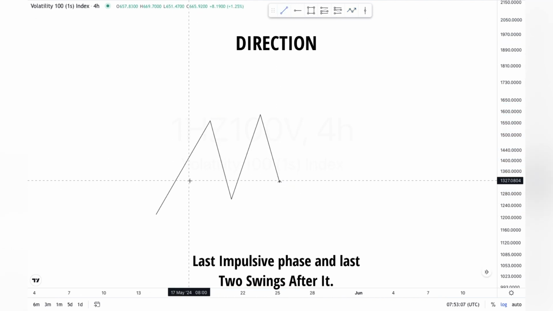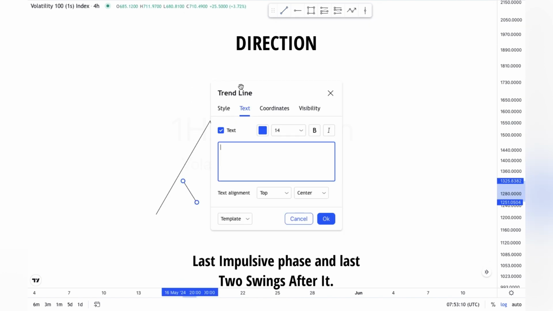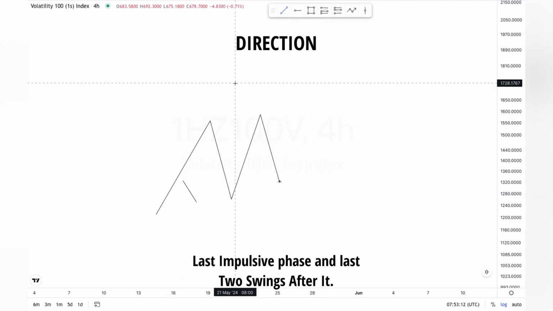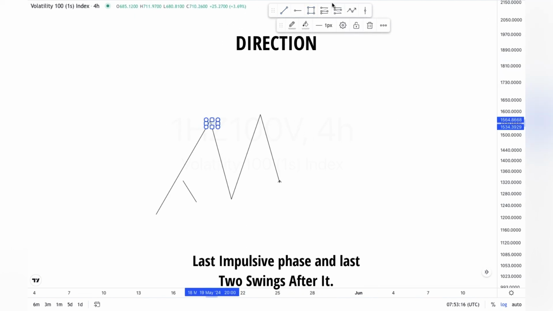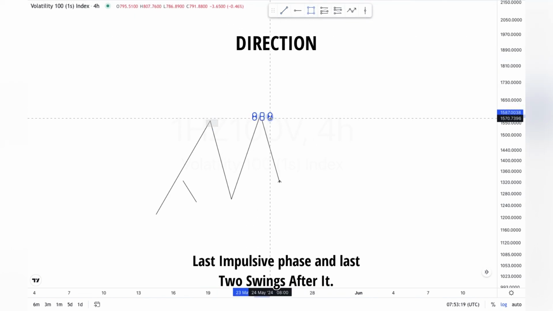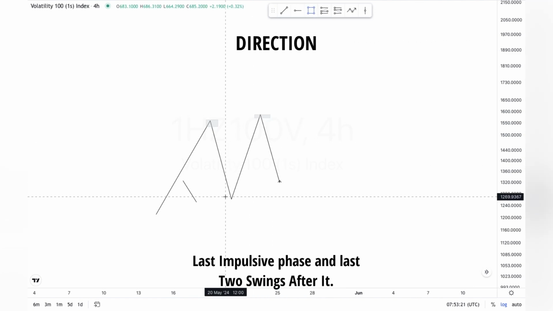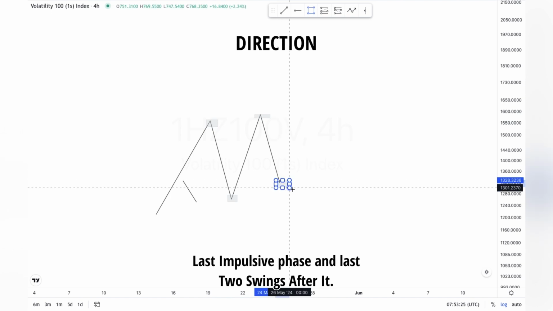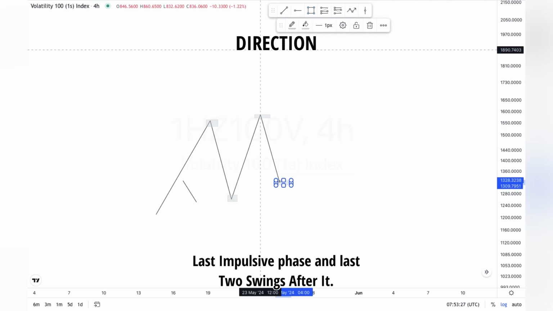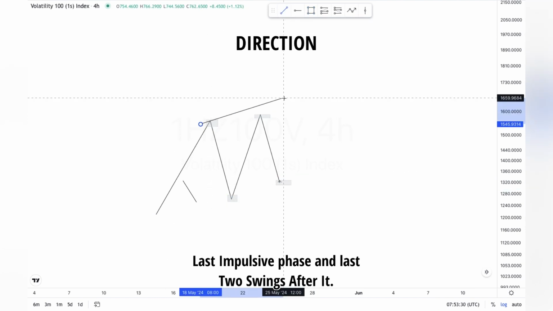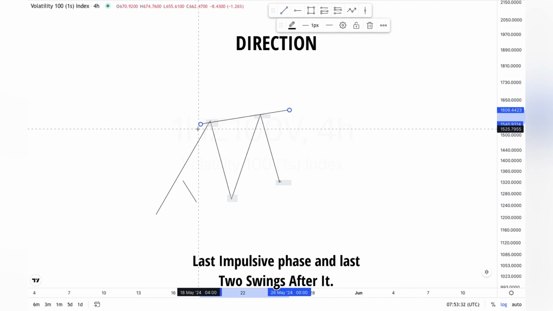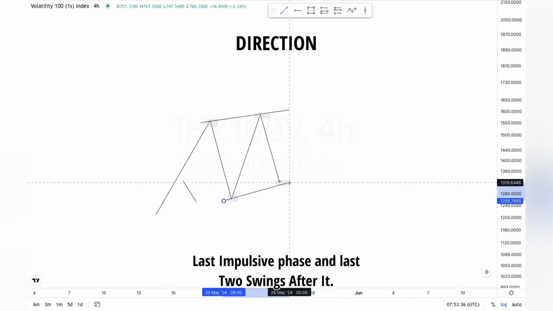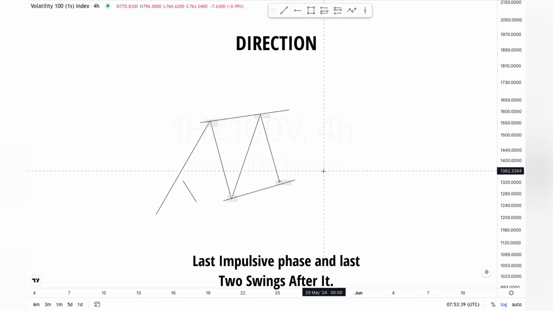So we have this to be the impulsive phase, right? We have that to be the impulsive phase, and then we have this to be the first swing high, the second swing high, and then we have this to be the first swing low, and then the second swing low, all after this impulse. So if you have a connection with a trend line, you're going to have a trend. So you're already having a market structure. So your focal point should be the first two swing highs and swing lows after an impulsive phase.